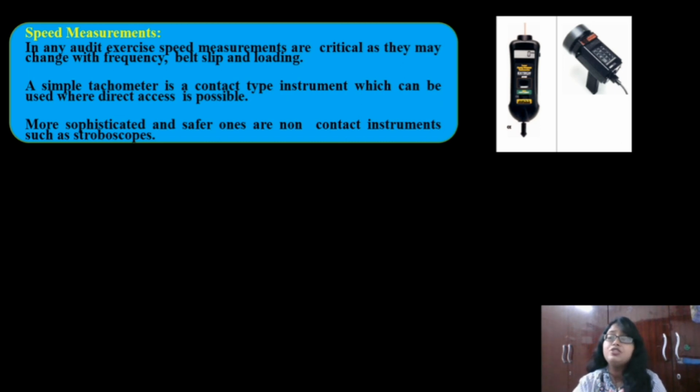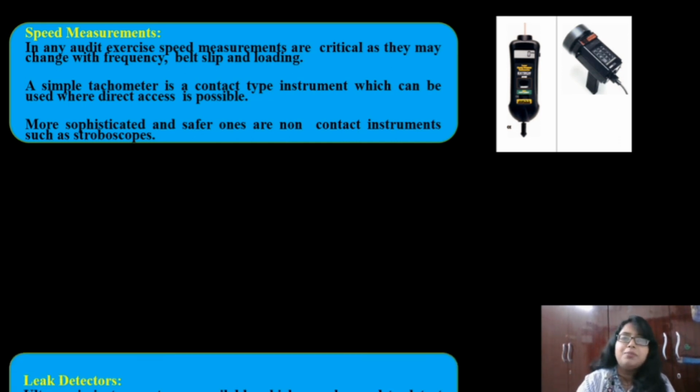But where the things could be not in contact, like many a times what happens, the interior device is altogether insulated and isolated from the outside world. So we cannot find out in that case. So in that case, you use a stroboscope. Okay, these are non-contact type of speed measuring instruments. So this is speed measurements.